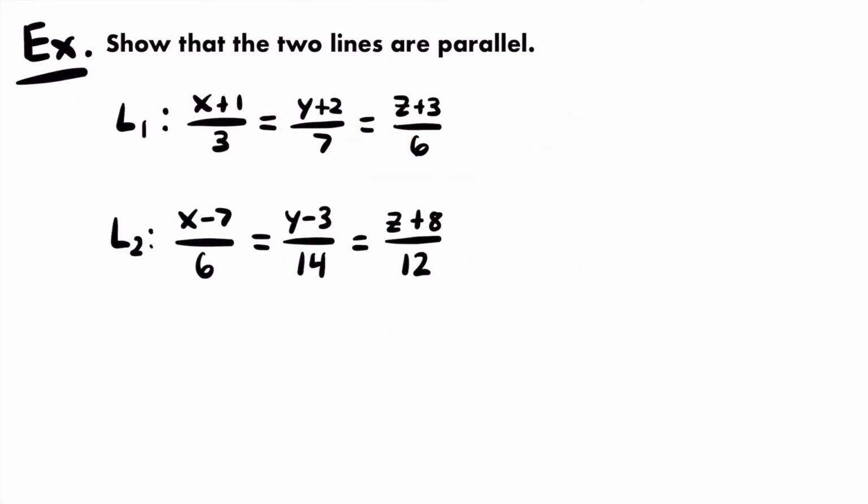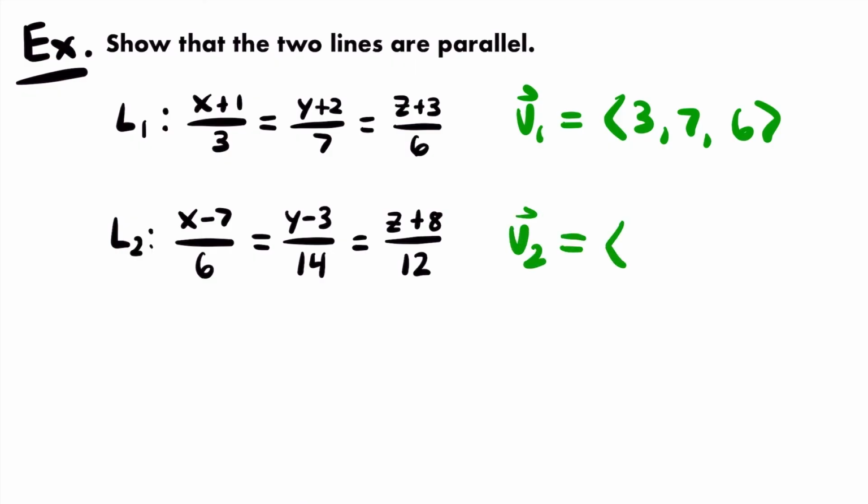Remember that the direction vectors for each line are composed of their direction numbers, which are the values in the denominator of each part of the symmetric equations. So we can very quickly find these direction vectors. The direction vector v1 for the line L1 will be equal to 3, 7, 6, right? That is just these direction numbers. 3 is A, 7 is B, and 6 is C. So that's the direction vector for this line. Then for line 2, or L2, we'll have a direction vector v2, which will be equal to the position vector of the point 6, 14, 12. Right? Those are the direction numbers for line 2.